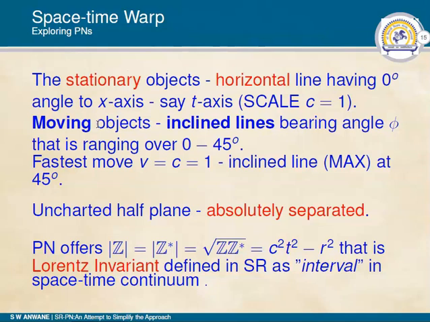absolutely separated. The perplex number mod Z or mod Z star or the square root of mod Z Z star offers us c square t square minus r square, a quantity. The length of a perplex number is a quantity which is Lorentz invariant and is of interest in special relativity, which is regarded in special relativity as the interval in the space-time continuum.